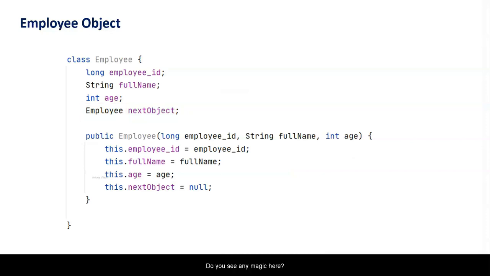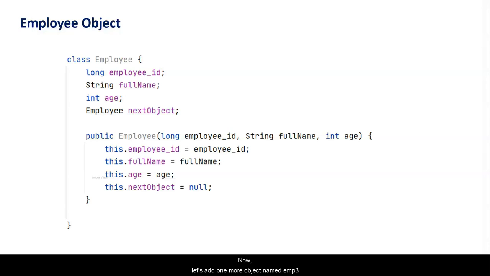Do you see any magic here? Did you notice that mind-blowing thing? The class name and the type of nextObject are the same. Such as the Employee object has a field named nextObject and its type is the same as the object type. Now we have learned to make a reference between two objects. We made emp1 reference emp2.